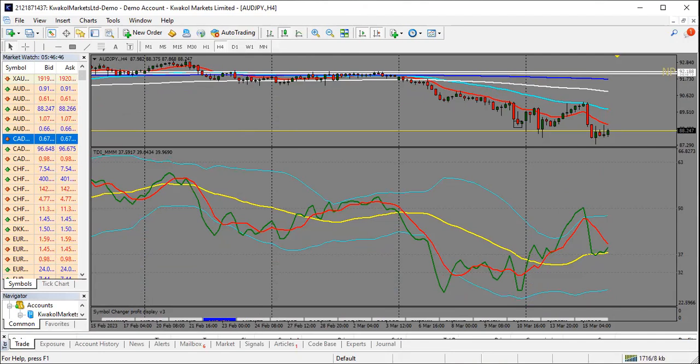So let me take you back to my whiteboard as I explain the components of TDI. The first component of TDI, we have the RSI, right? Everything is embedded inside the RSI. Let me use the text, right? Everything is embedded inside the RSI, right? So after the RSI, we have our Bollinger Band, right? So that's our Bollinger Band.